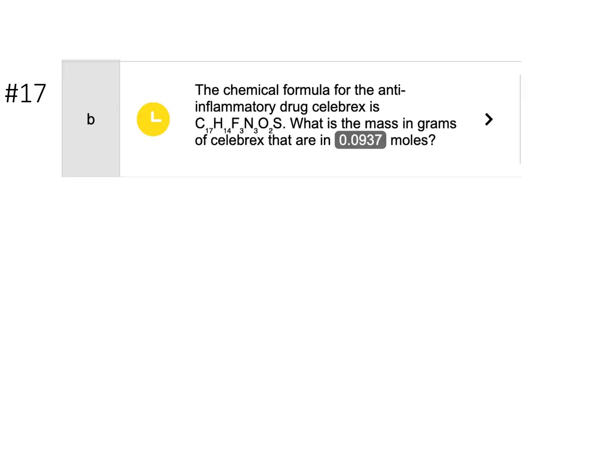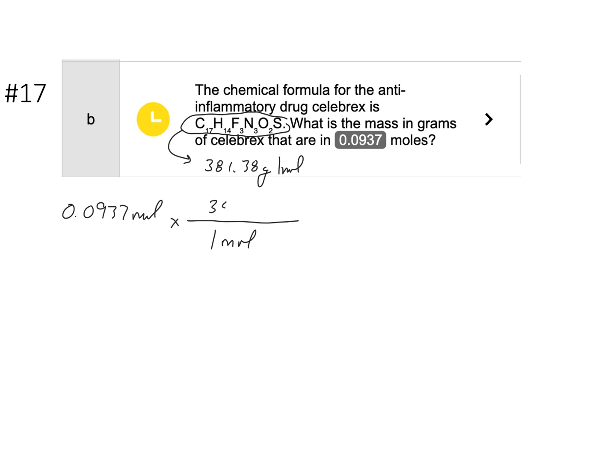Part B, same process. We can add up all these elements, or we can just Google that to see that the molar mass is approximately 381.38 grams per mole. The important step is to see, okay, if I've got 0.0937 moles, how many grams is that? Well, the molar mass is our conversion factor. The molar mass tells us for every 1 mole, I have 381.38 grams. Moles cancel out, and approximately 35.7 grams of this drug I would have.